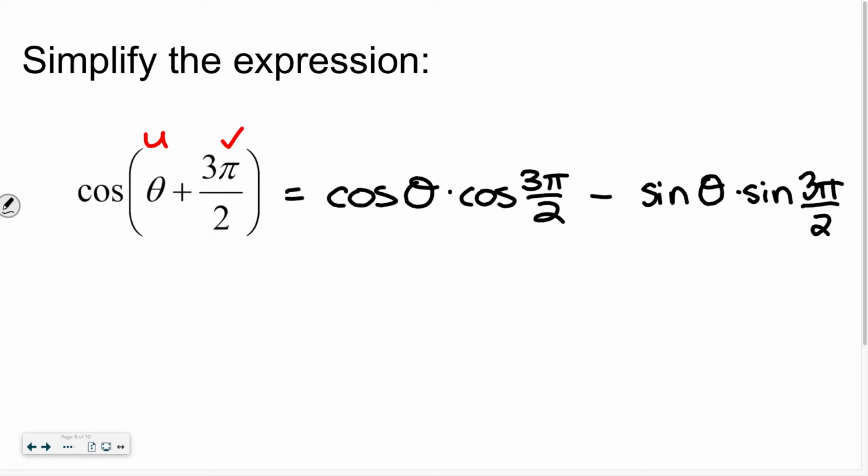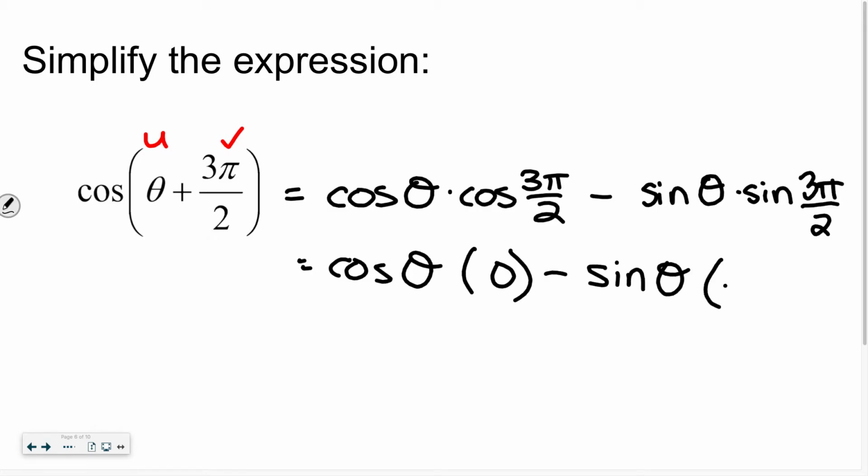Simplify what trig functions you can. You know, like if you're looking at cosine of theta, you don't know what that is until you know theta. But you do know the cosine of 3 pi over 2. What's the cosine of 3 pi over 2? 0. And the sine of 3 pi over 2 is -1. Well, in the front there, cosine times 0 is just 0. So 0 minus sine times -1, that's actually going to be positive sine.